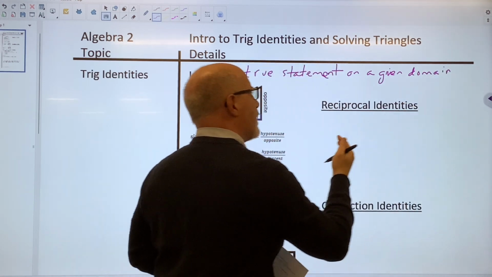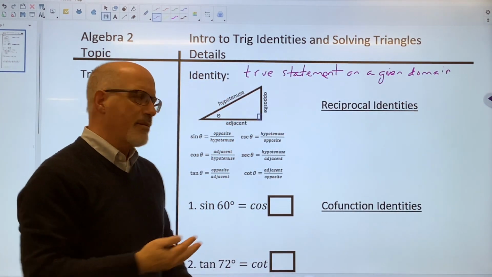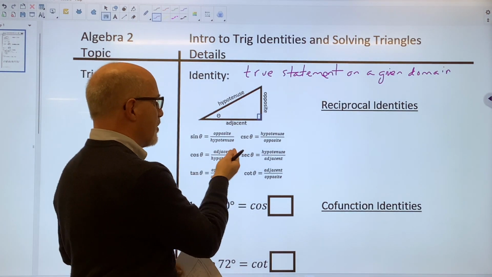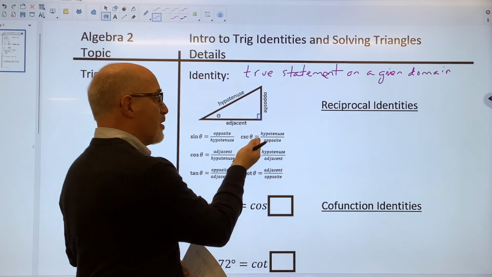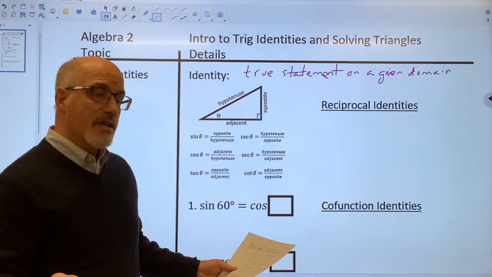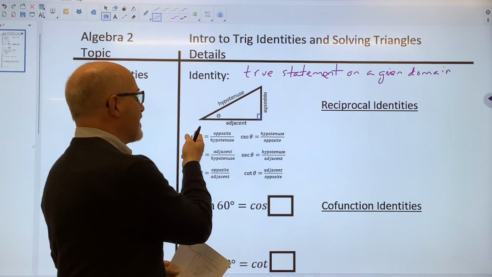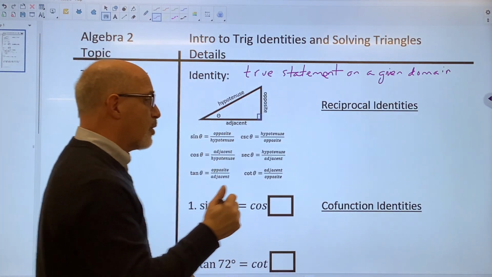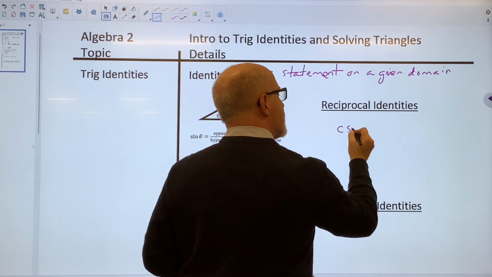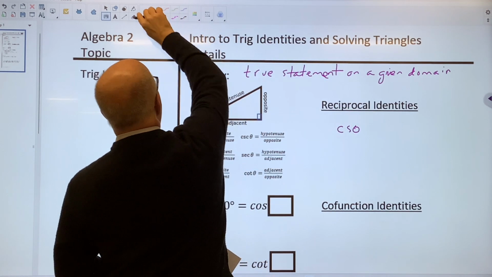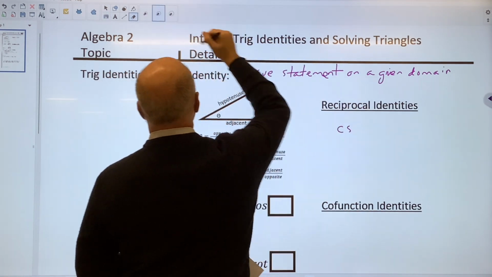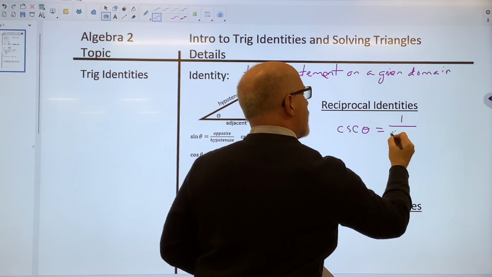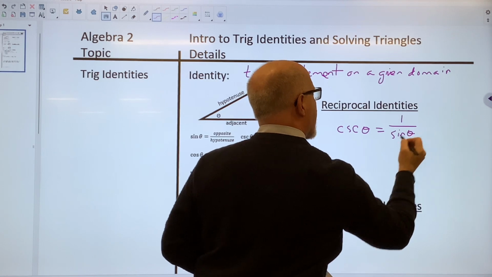Now, we can already start to see some true statements coming out in these ratios that we've set up. Notice that these ratios, if you look at sine related to cosecant, they're reciprocals. That's helpful because we have a sine key on our calculator, but we don't have a cosecant key. So when we need to find cosecant of theta, we're going to use the sine key and just take its reciprocal. And so we have 1 over sine of theta is going to equal that cosecant.